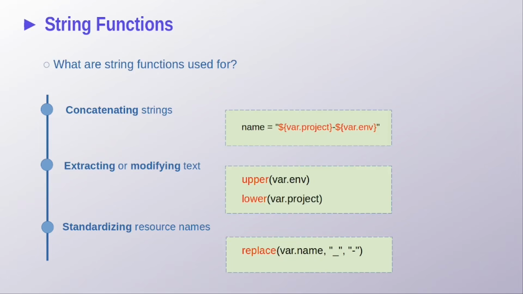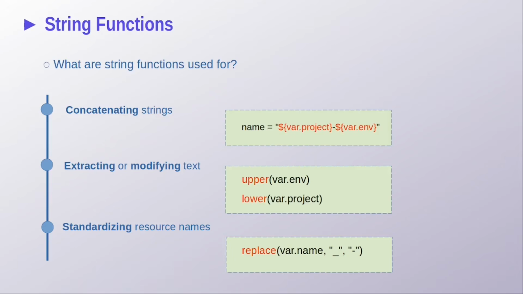First, combine strings. This is extremely important for naming conventions, avoiding name conflicts, and multi-environment setup. Example 2, change the case. Why is this useful? Because some systems require lowercase names. Some tags must be uppercase. Consistency is very important in production.